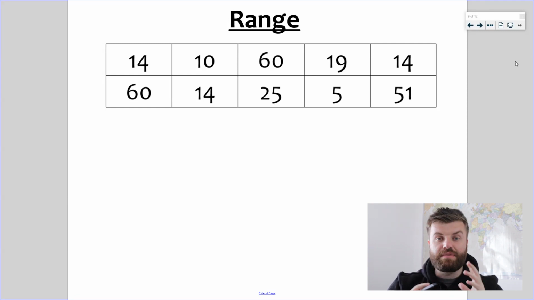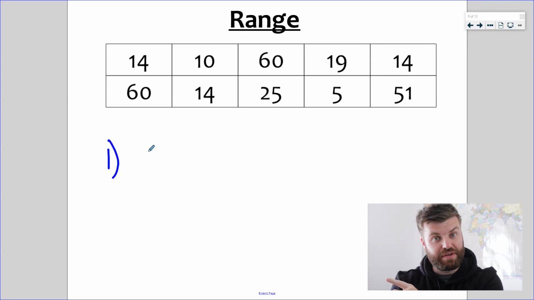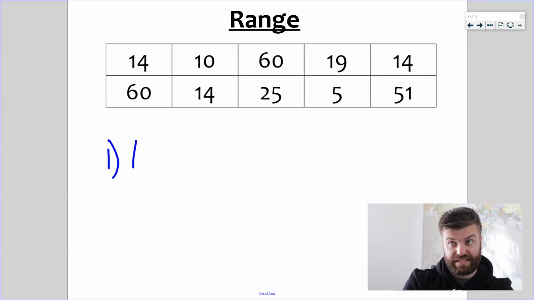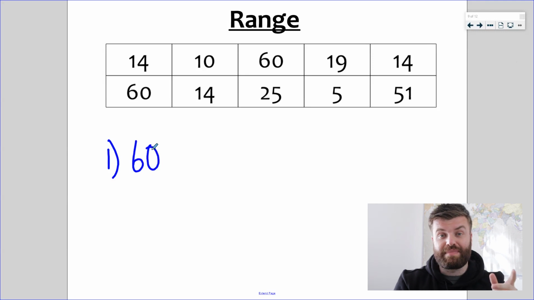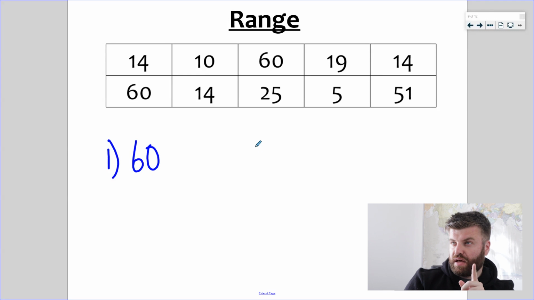And the final one that we're going to go through today to make you an expert in calculating these is going to be the range. How do we calculate the range? Let's find out. So first step when calculating a range is to find the highest value. In this case, it would be 60. Even though it comes up more than once, doesn't matter. 60 is still the highest value. And the lowest value. So looking at our data set here, the lowest value is definitely 5.